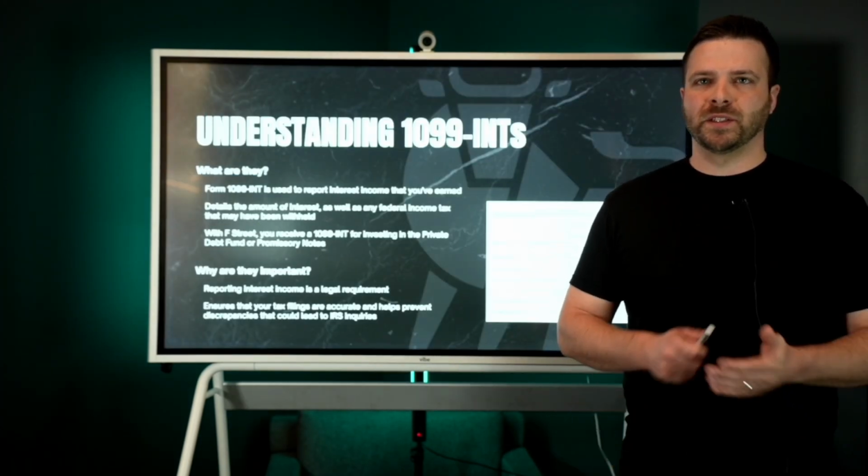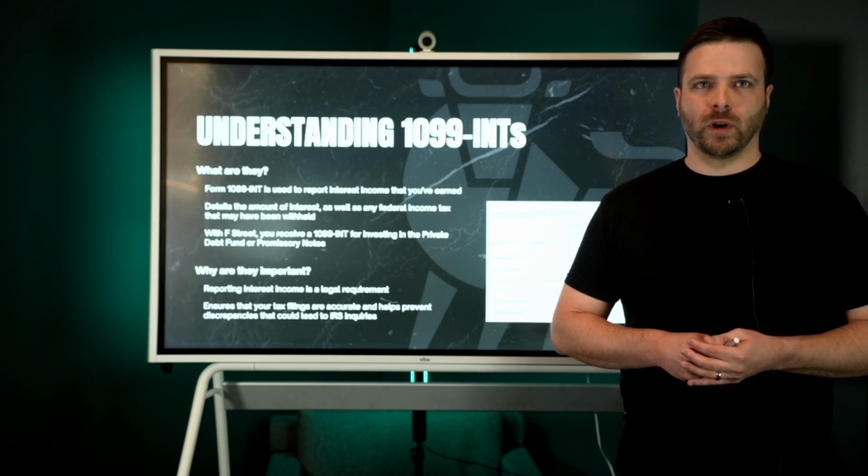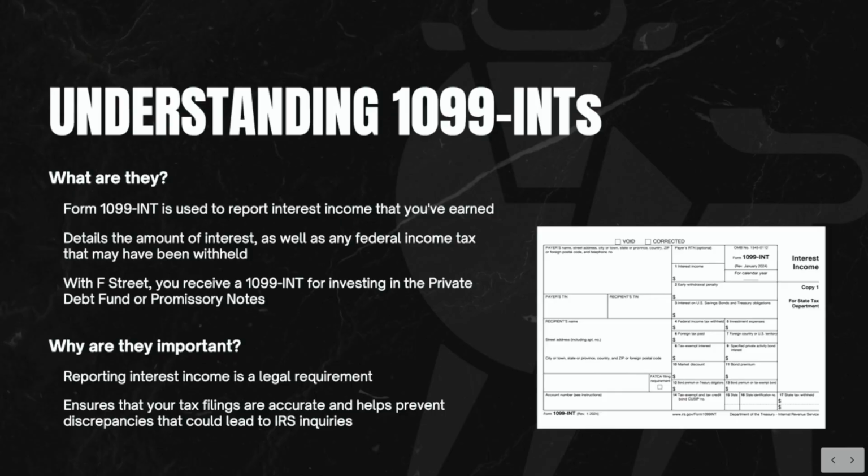All right, so moving on to 1099-INTs. This is a different form that is issued for current or prospective investors in our private debt fund or promissory note products. So unlike Schedule K-1s, which are issued for investments in a partnership, 1099-INTs are issued for investments in our private debt fund or promissory note, which is a simple form, as you see here on the screen, that reports your share of interest income earned in the year.